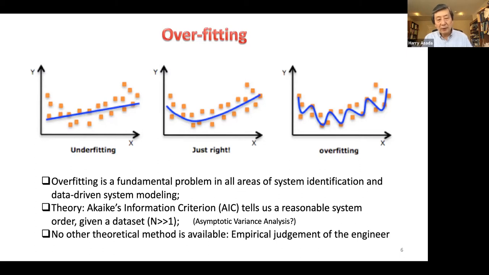Akaike's information criterion is an information theoretic method that tells us exactly what the order of the system is. Maybe this is usable for tuning some transfer functions and so forth. But as stated, it is applicable only to a large number of data, where N is extremely large, like asymptotic variance analysis, the central limit theorem. This particular one evaluates the data and tells us what level of complexity the system can provide. No other theoretical method is available. So how to tune these systems is very much an empirical judgment that the engineer has to make.